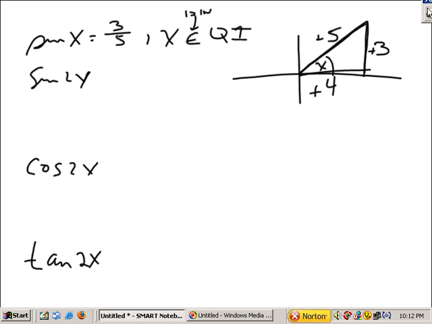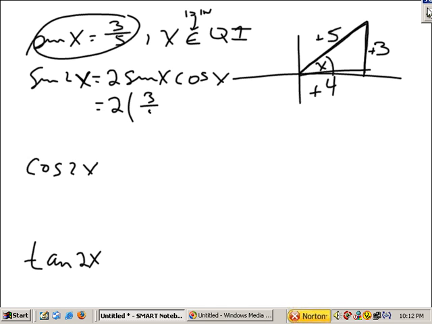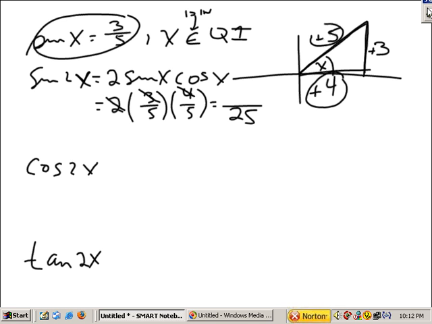So what's the sine of 2x? Well, it's 2 times sine x times cosine x. It's 2 times sine x, and you can get sine of x from the triangle, or you can say, oh, that one's easy, it was given, 3 over 5, times the cosine of x, which is adjacent over hypotenuse, 4 over 5. Multiply the denominators, you get 25. 2 times 3 is 6, times 4, multiply the numerators, get 24. If the sine of x is 3/5, and x is in the first quadrant, then sine of 2x is 24 over 25.